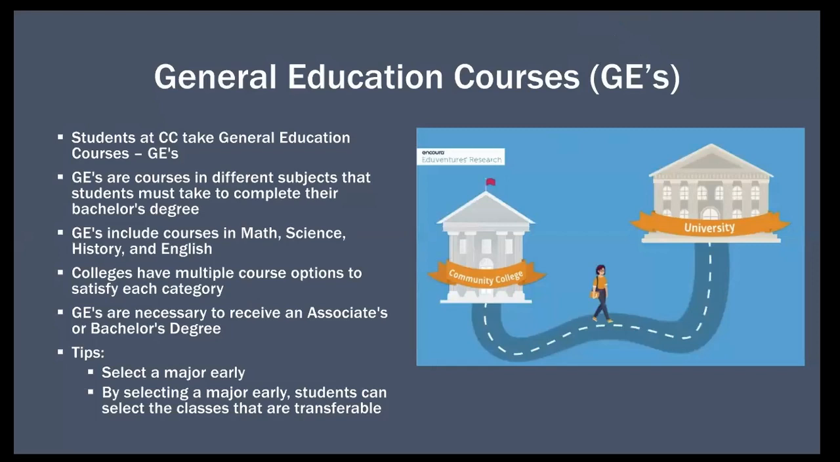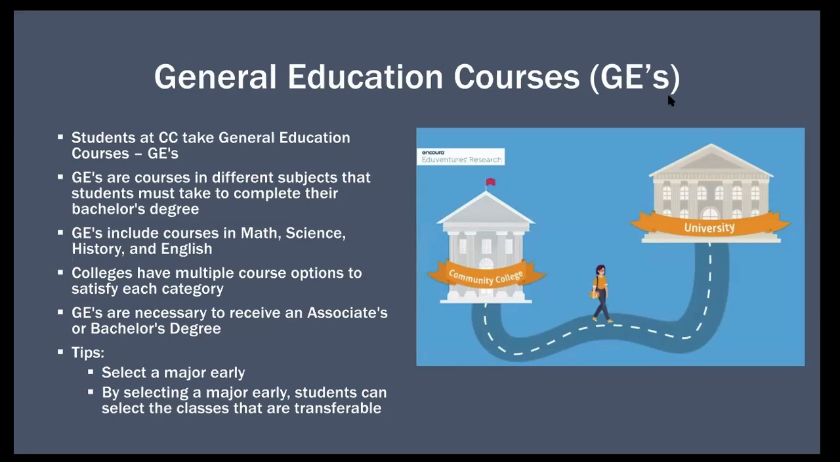So you take these courses in different subject areas so that way you can work towards completing your bachelor's degrees. GEs are also necessary to receive the associate's degree. So if you are planning to get an AA, then you would need to complete those GEs as well. If you're planning to get a transfer certificate, you would also need to complete those GEs. If you're planning to get a regular vocational certificate, then you would not need those GEs. So this is specifically for transferring.